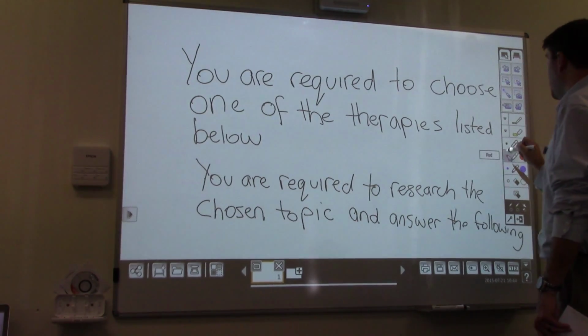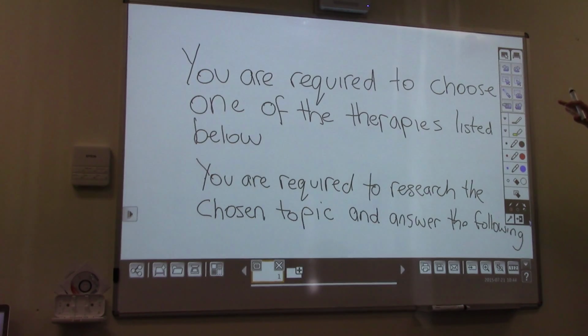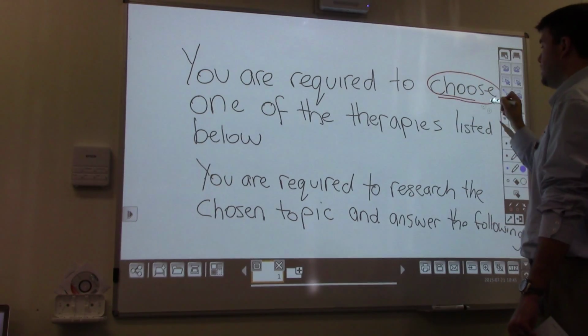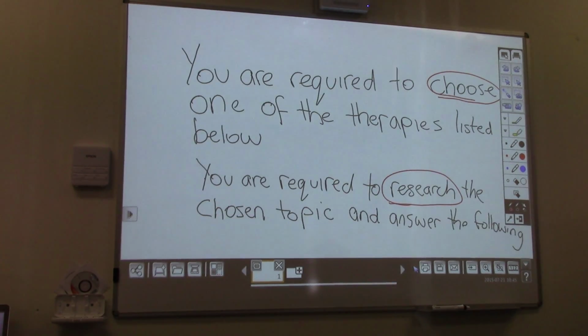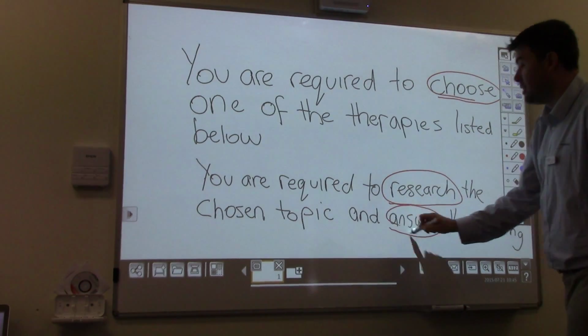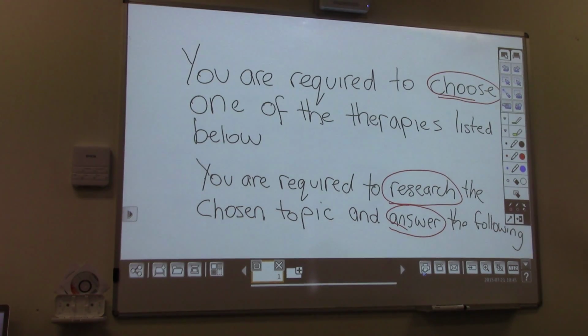So what we want to start with then, let's start with your action words. There's your question. What are the words that tell you what action you need to do? Choose, yeah, choose. Someone else said research. Yeah, I did. Listed below. Listed. You are required to choose one of the therapies listed below. Listed, you don't have to list anything. It's telling you that there are things listed. And you're required to research the chosen topic and answer the following questions. There's one more word in there that tells you there's some action you need to take. Answer. Answer. Okay, the rest of it is all related to the topic itself. Those are the action words, things you need to do.